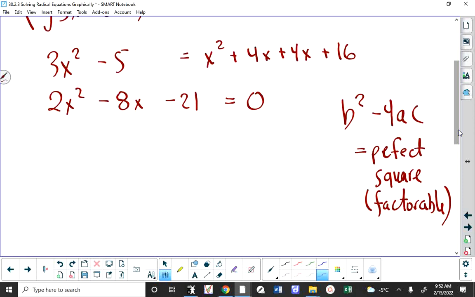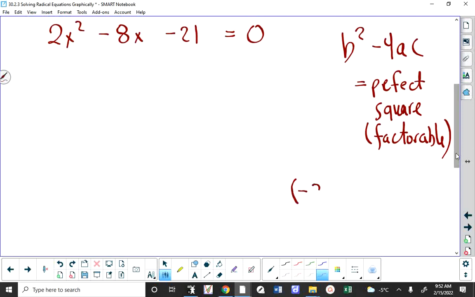And the negatives are important here, so you would have to calculate negative 8 quantity squared minus 4 times 2 times negative 21. I want to say 232. Don't forget, you need brackets around negatives when you're squaring. 232. 232 is not a perfect square. So I can't waste my time factoring this because it's not factorable.